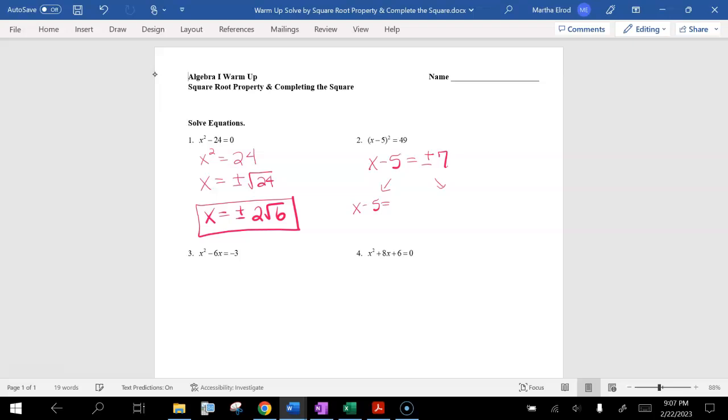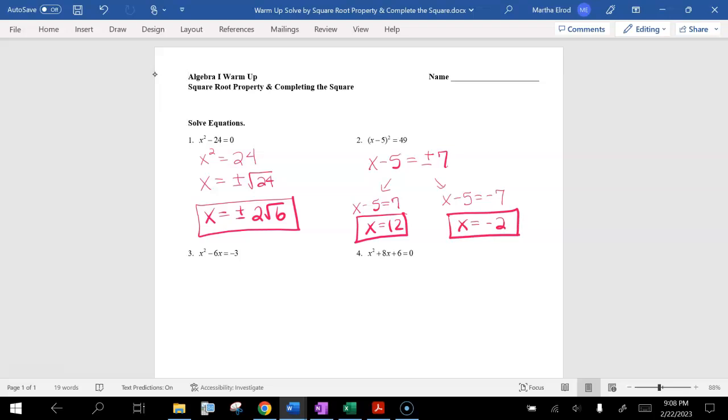One, x minus 5 equals that positive 7, and the other is x minus 5 equals negative 7. And now we just want to solve each one of these. If we add 5 to both sides, one of our options is x equals 12, and for the other solution, when we add 5 to both sides, we see that x equals negative 2.